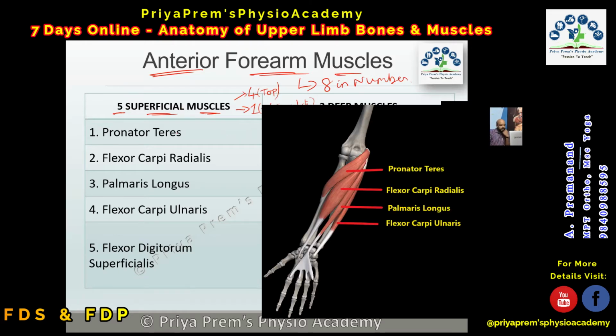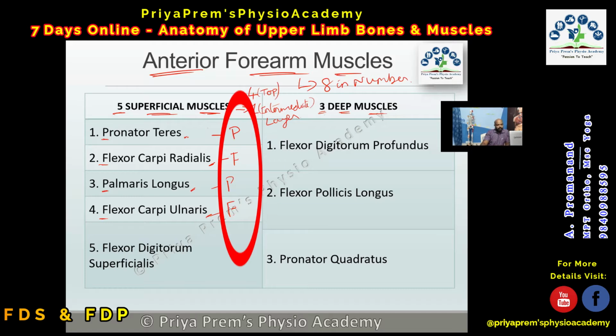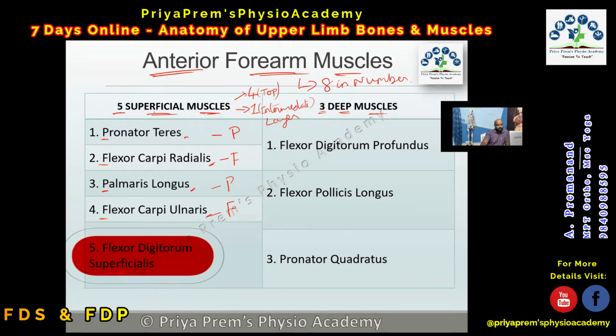Now let me put it like this: pronator teres, flexor carpi radialis, palmaris longus, and flexor carpi ulnaris. All these 4 muscles you can remember with the abbreviation PPPA. PPPA: pronator teres, flexor carpi radialis, palmaris longus, flexor carpi ulnaris. That is how you will remember. And if you remember the name superficialis, that is why it has come to the superficial group.